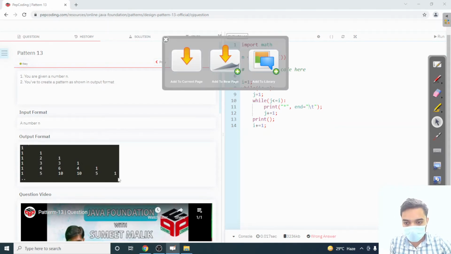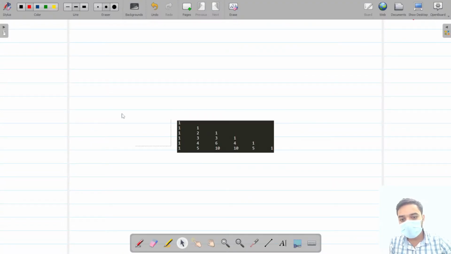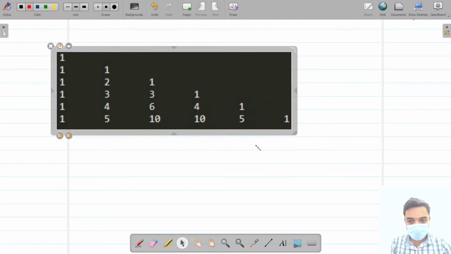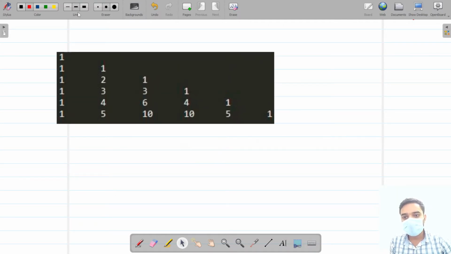Here I'm copying it. What if I say you just see the last row? What's happening in this row? See, the first element is equal to 1 and the last element is also equal to 1. The second element is equal to 5, and the second last element is also equal to 5. The third element is equal to 10, and the third last element is also equal to 10.